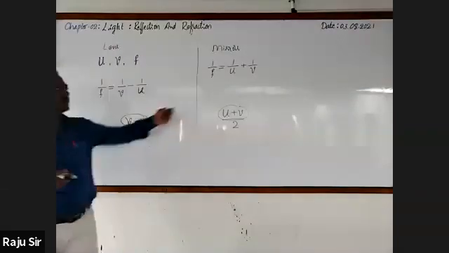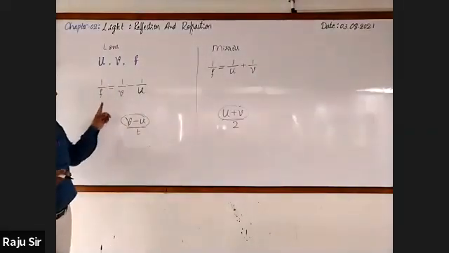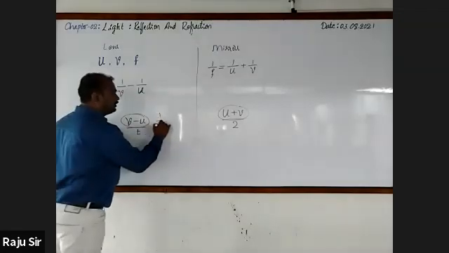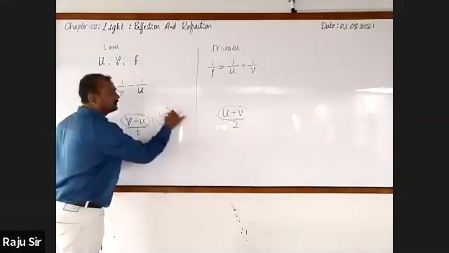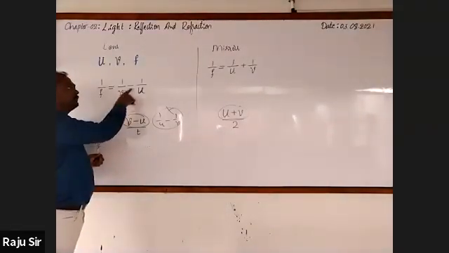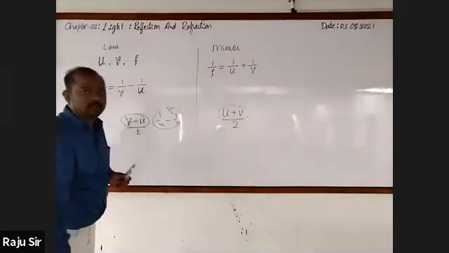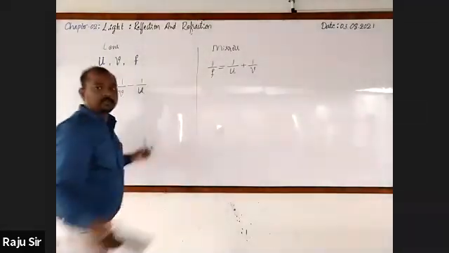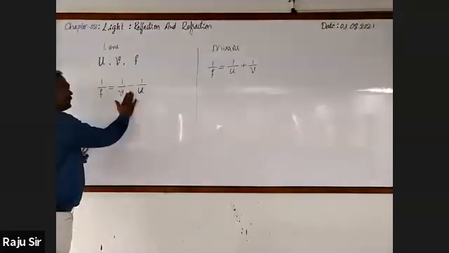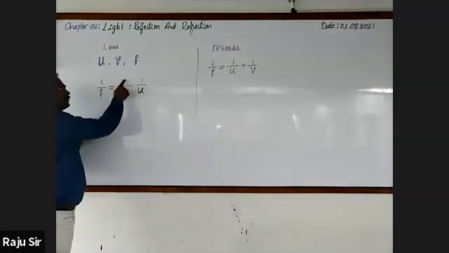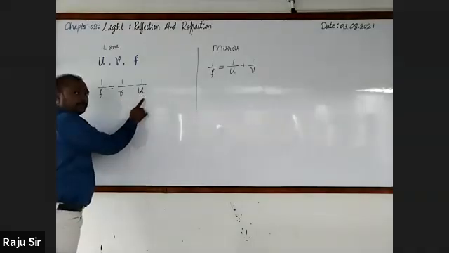Got it? For a mirror, it is positive, and in the case of a lens, negative. Then you have 1 by u minus 1 by v, and the other one is 1 by v minus 1 by u. This is the lens formula: 1 by f is equal to 1 by v minus 1 by u.